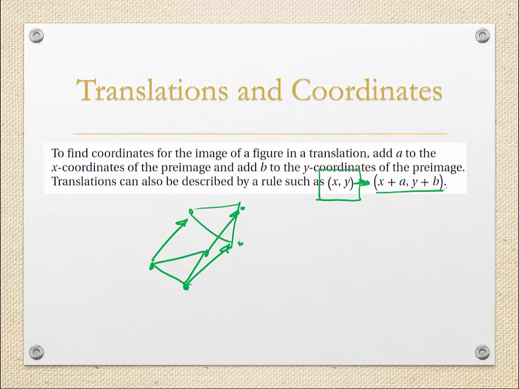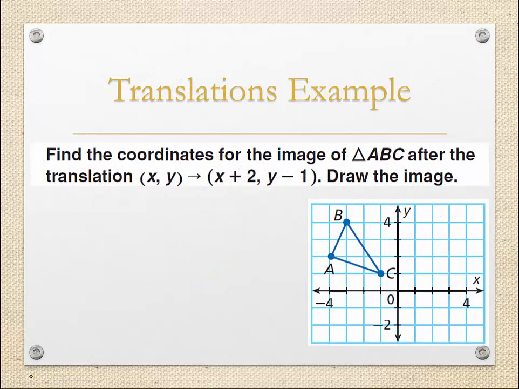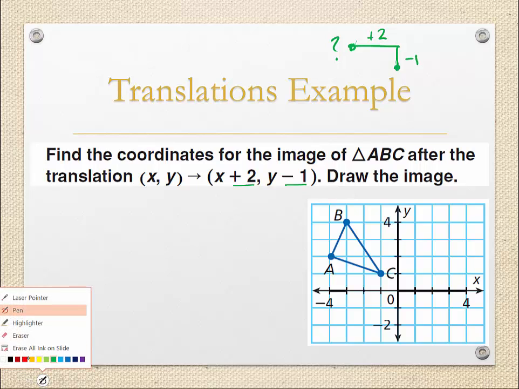So that's what we're going to do with this next one. Find the coordinates for the image of ABC after this translation. So what we're going to do is to every x value add 2, and to every y value add 1. So we're going to move everything over 2 spaces and down 1 space. So if a point was up here, we're going to move it over 2 on the x-axis, down 1 on the y-axis. So let's come up with the coordinates for all of these points first.